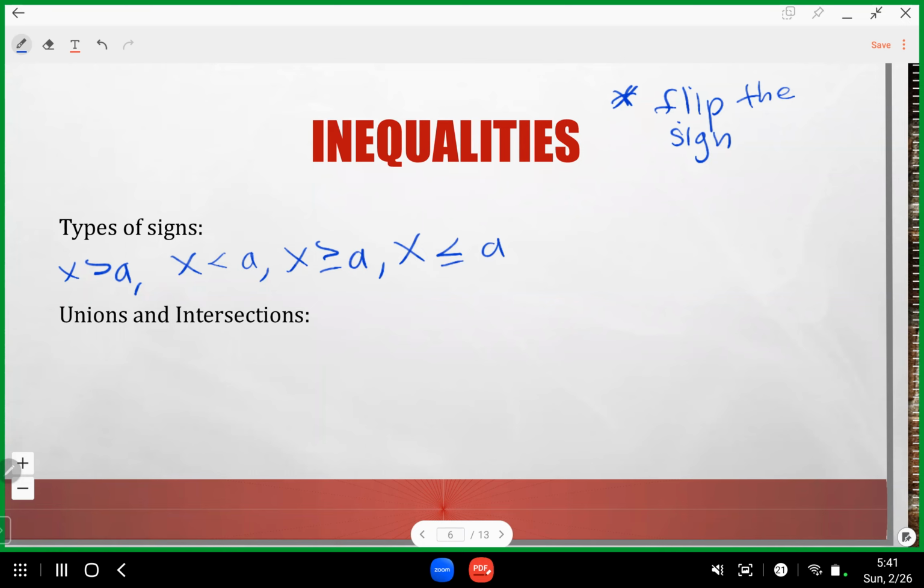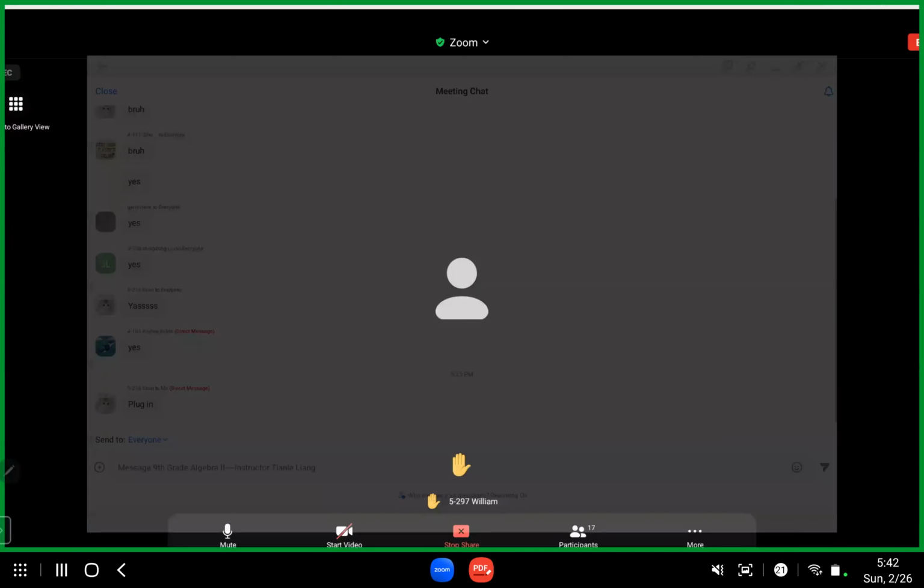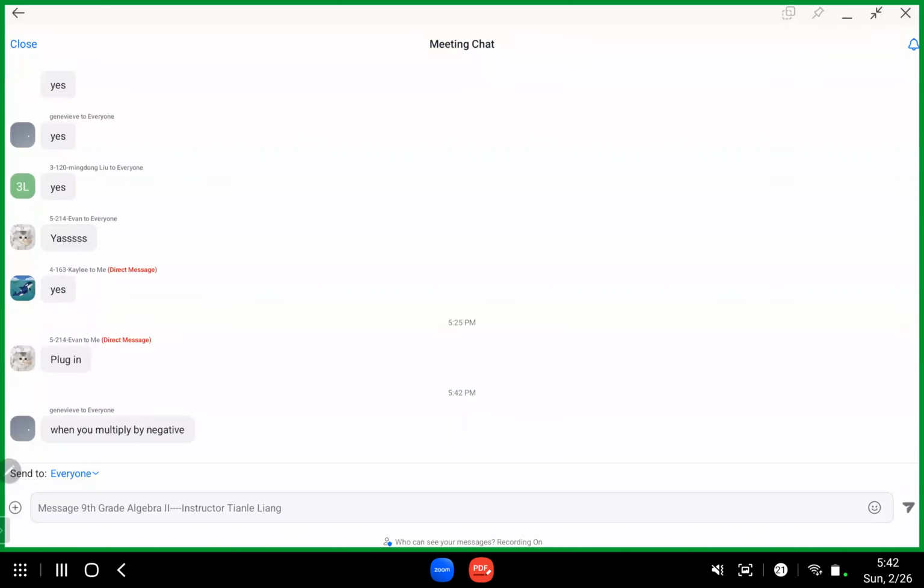So what do I mean by flip the sign, and when do I flip the sign? I know most of you should be familiar with the basic rules of inequalities. Let's everybody type in the chat: when would you flip the sign in an inequality? Everybody try to type your answers in the chat, right? When would you flip the sign?